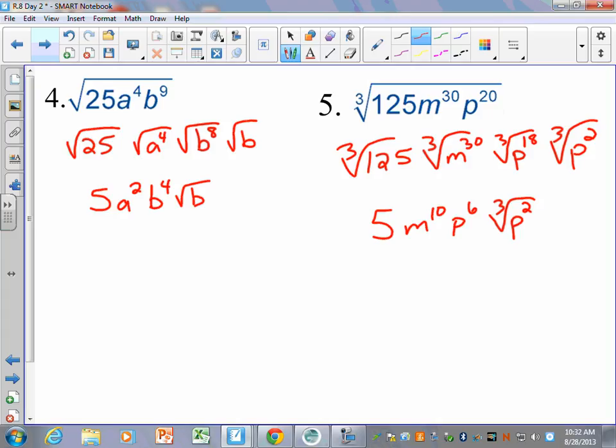You should never have an exponent left under your radical that's equal to or bigger than your index, because if you did, you could always take it out. Like think about if you have p to the 3rd there, you could take the cube root of that. So that's the way to check that you simplified it correctly. Questions about that?